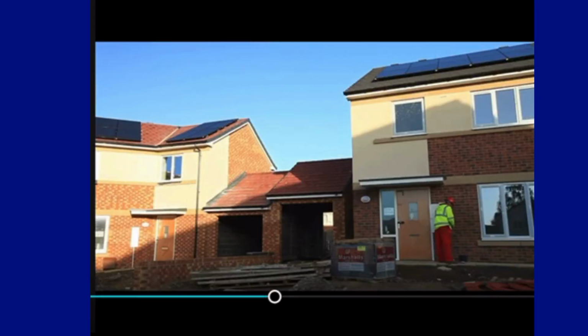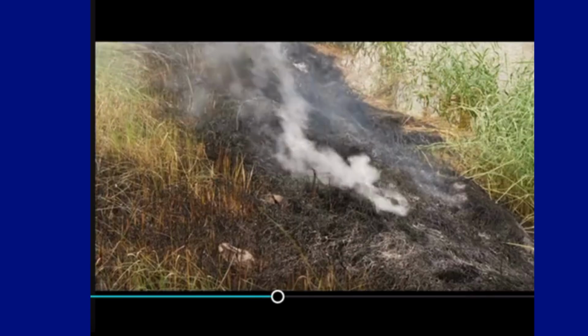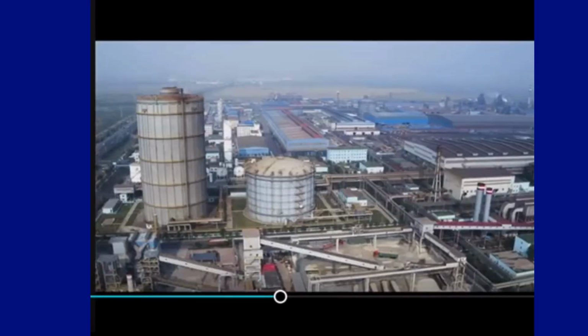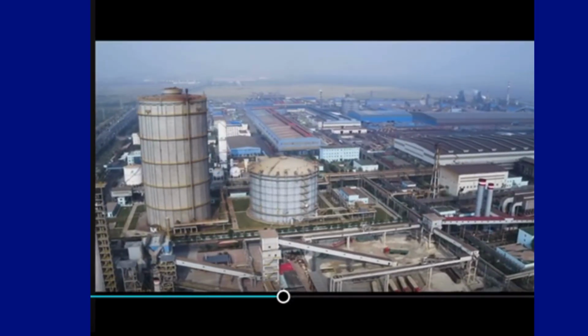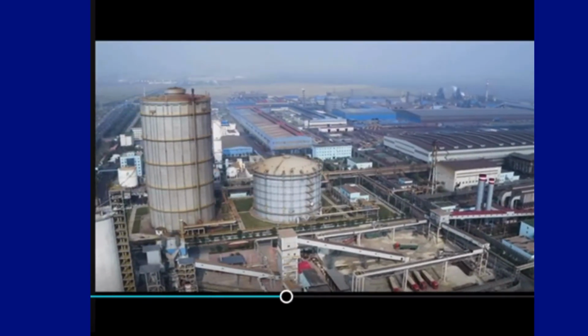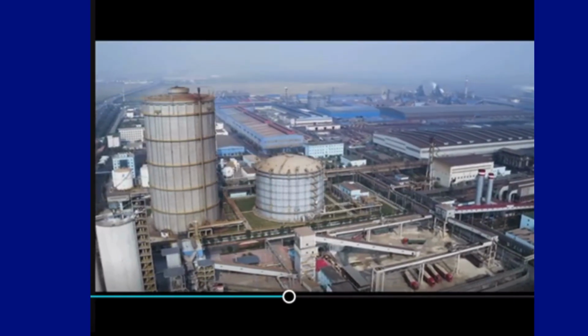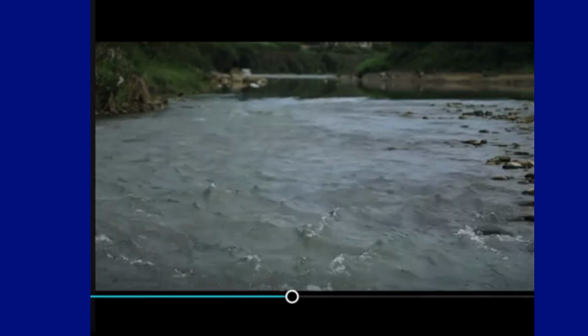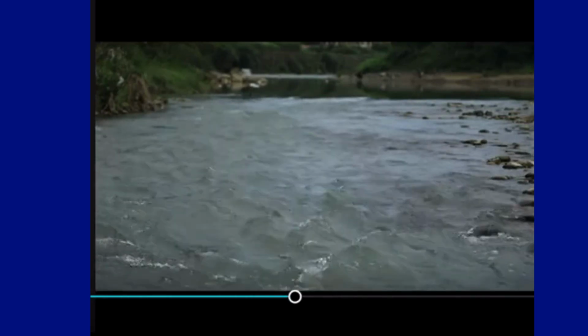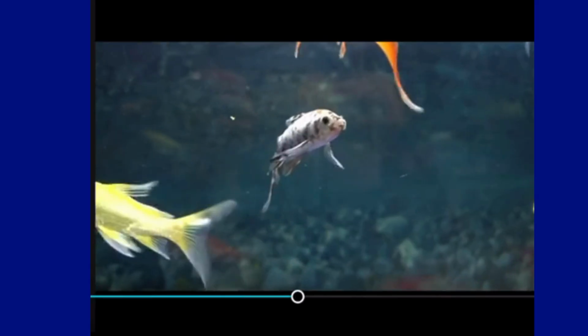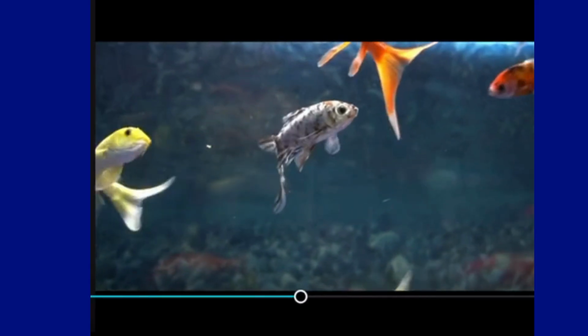Secondly, thermal pollution. Thermal pollution sounds fancy, but it just means heat. Some factories release hot water into rivers. This raises the temperature of the water, and warm water holds less oxygen. That makes it hard for fish and other creatures to survive.